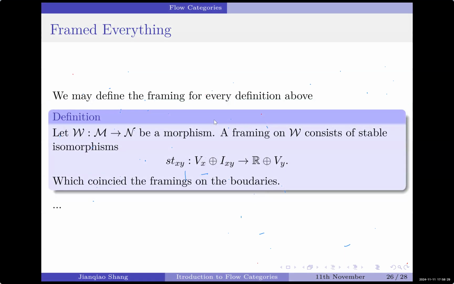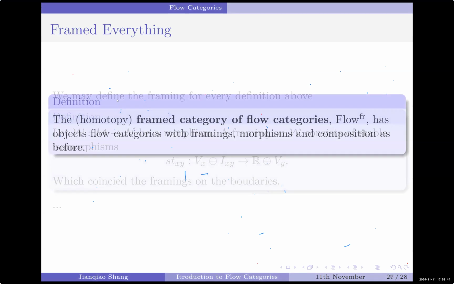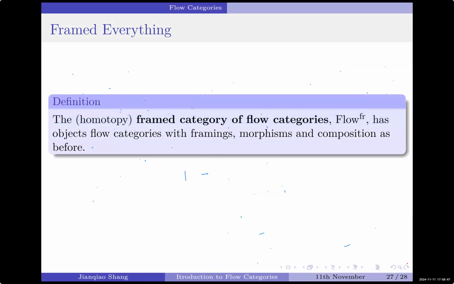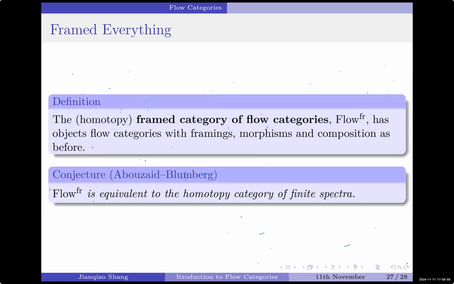In fact we can frame everything, including the morphisms, the composition of the morphisms, and the coordinates. We can frame it all, but the time is not enough, so I skip that. And finally, after framing everything, we get the framed category of flow categories. And we have the Abouzaid-Blumberg conjecture for the framed case.